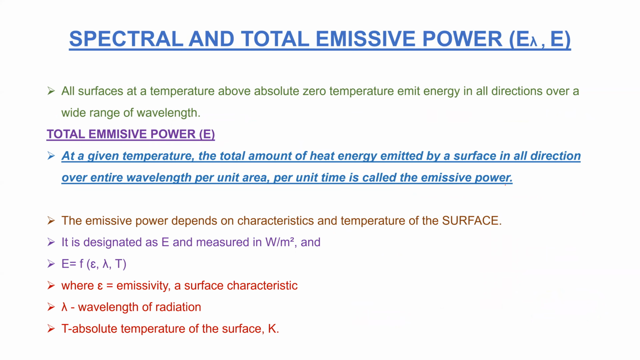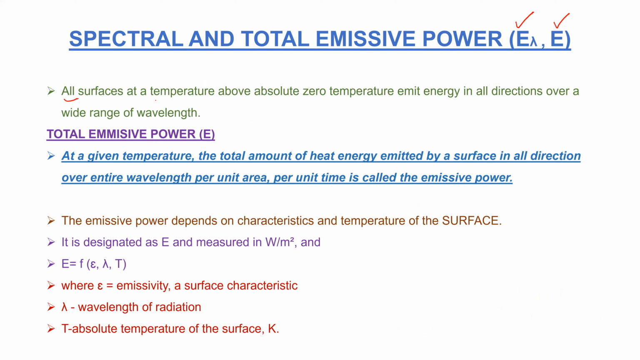Now let us talk about the spectral and total emissive power. We are now not talking about the black body. It is the spectral and total emissive power. Spectral emissive power is represented by E lambda and total emissive power is represented by capital E.